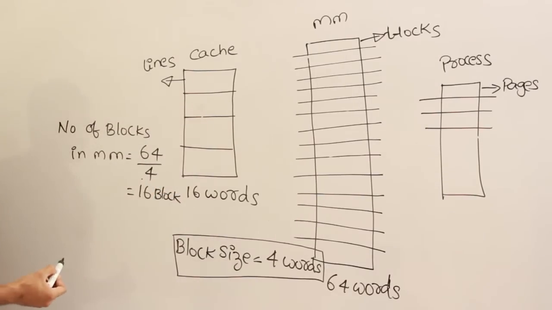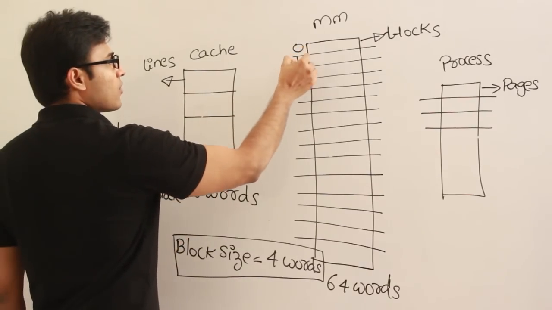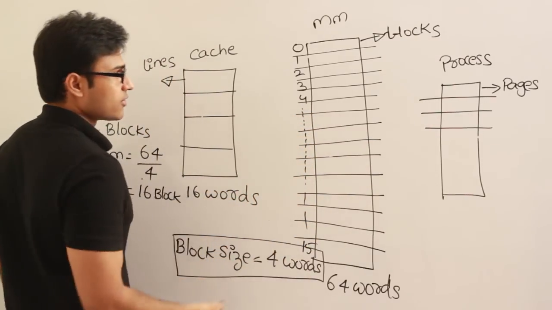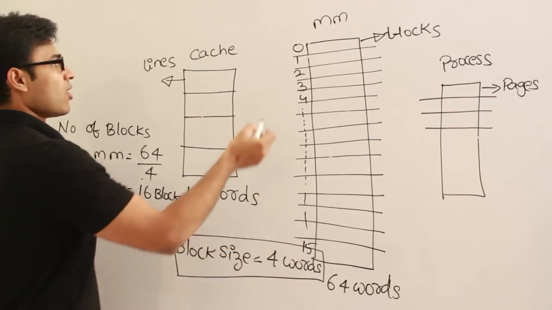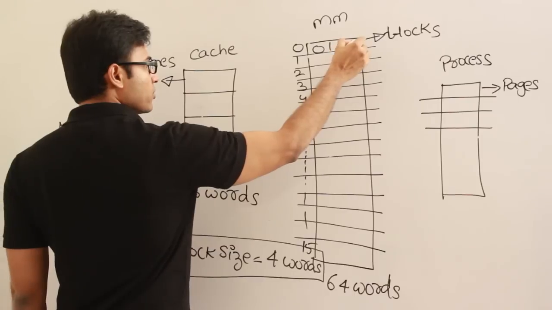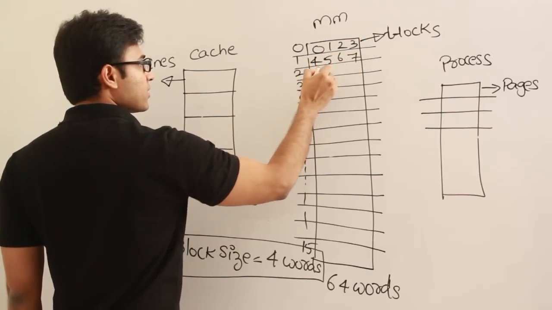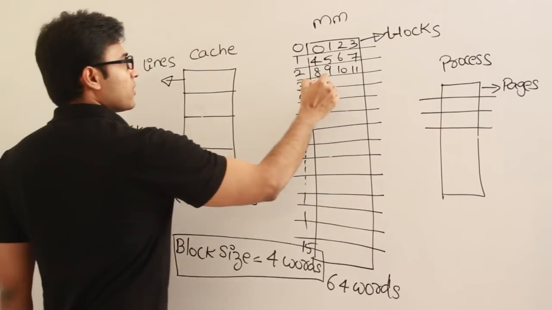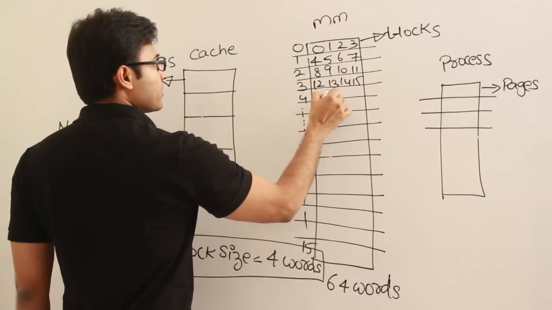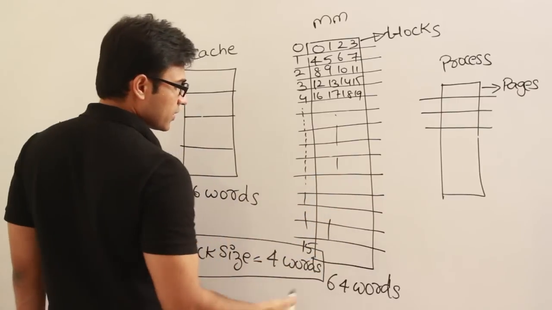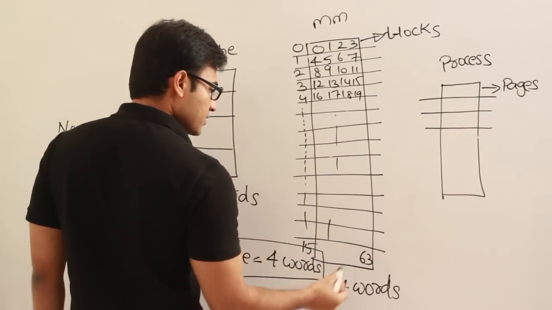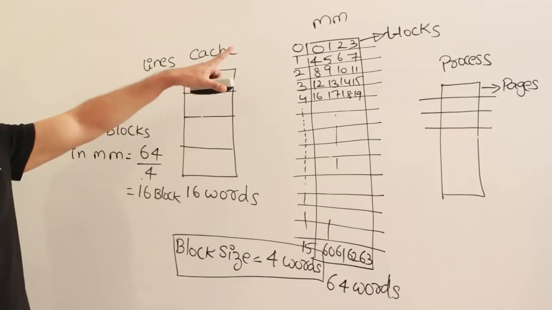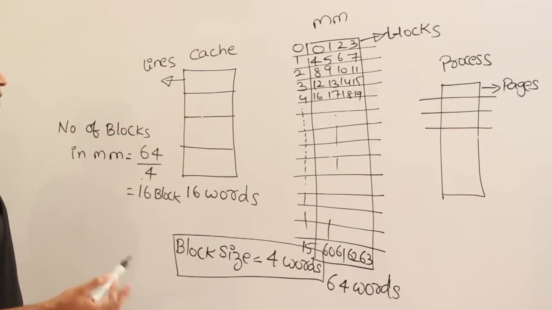And how many words are there in each block? 4 words, which means I'll have 0, 1, 2, 3, 4, so on. 0 to 15 blocks are there, which means 0 to 15 means 16 blocks. And in each block, I have 4 words, which means 0, 1, 2, 3, 4, 5, 6, 7, 8, 9, 10, 11, so on, right? That is how each one is present, right? So 12, 13, 14, 15, 16, 17, 18, 19, so on. The last one will contain totally 63 words, right? 63, 62, 61, 60, right? So this is the total number of words present in all the blocks in the main memory, right?